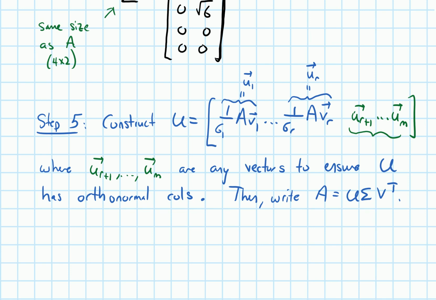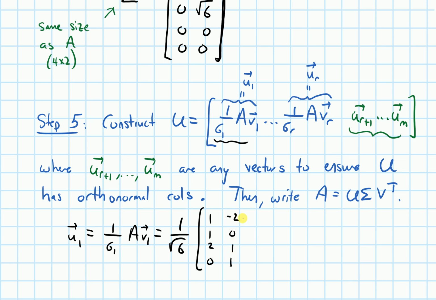All right, so let's start by writing the first columns of U. So let's start with the U1. So we're going to be able to use this formula for U1. It's going to be 1 over sigma 1 times A times V1. So the first singular value was root 6. And then times the matrix A, which was 1, 1, 2, 0. And then negative 2, 0, 1, 1. That was the matrix A. V1 was the vector 1, 0. That was the first column of the matrix V.